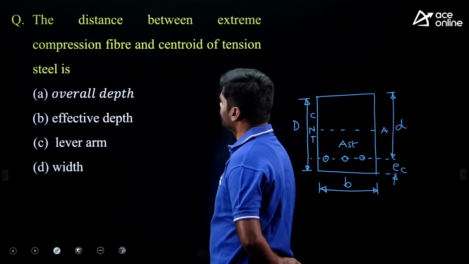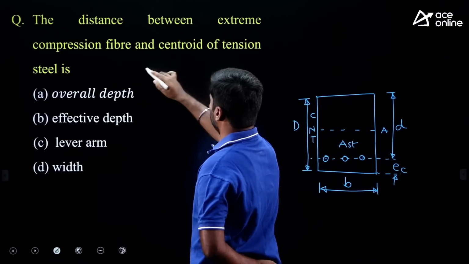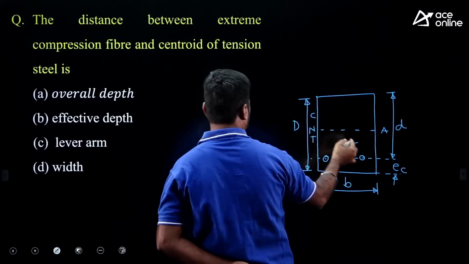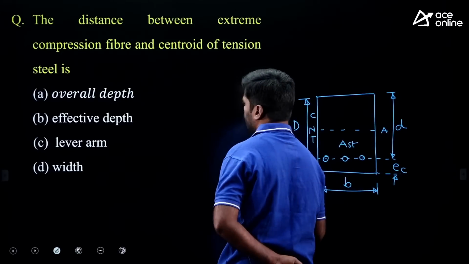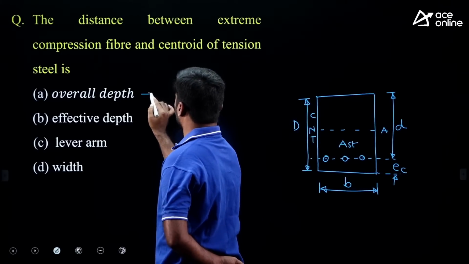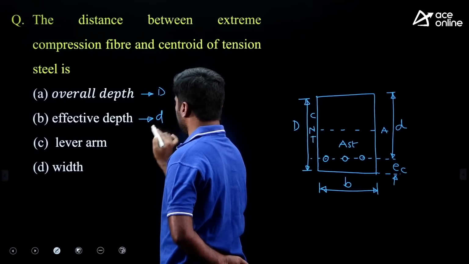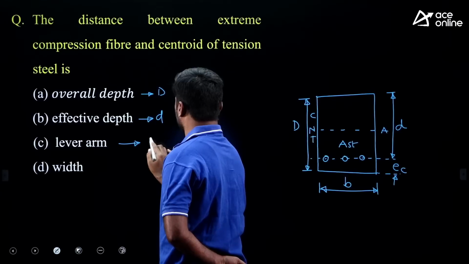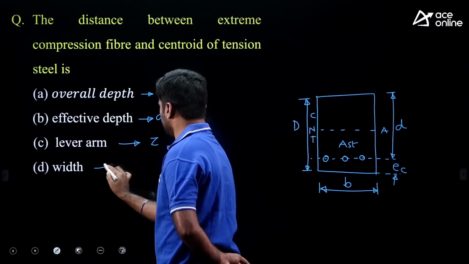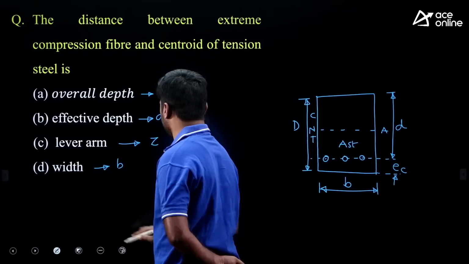Here the question is, the distance between extreme compression fiber and centroid of tension steel, that is the effective depth of the beam. Overall depth of the beam, capital D, effective depth of the beam, small d, lever arm, I will tell you what is lever arm, that is Z, and width of the beam is B.